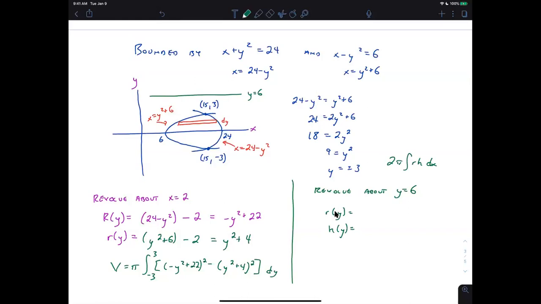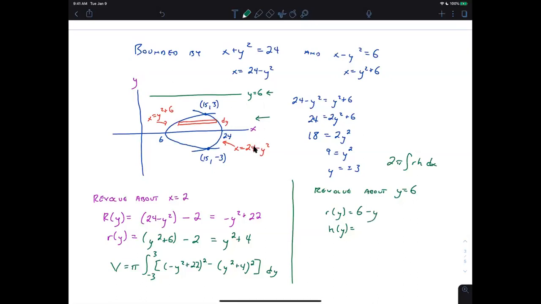So r this time is the distance from the line to the rectangle. And there's only one of those because they're parallel. So in this case, that again is a vertical distance. So here you do take top minus bottom. But the top y is 6. The bottom y is just y. So we go r is 6 minus y, and that's it.